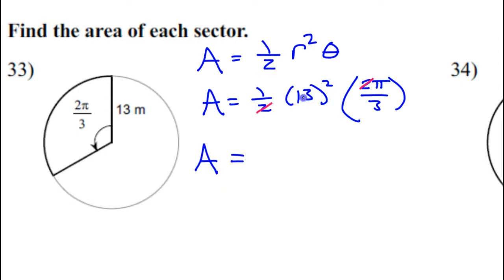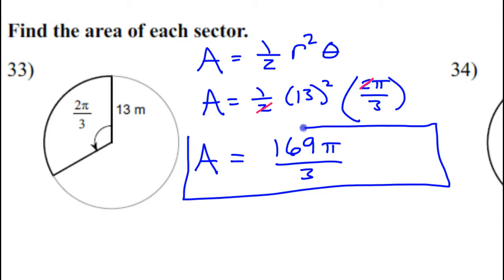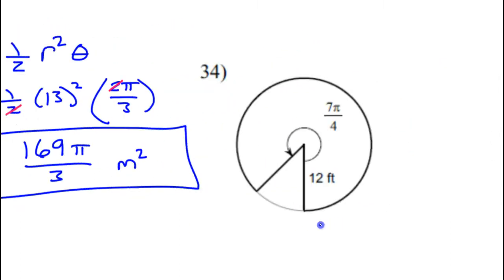Anyway, 13 squared, so that's going to be 169 pi over 3. Almost forgot the units again. This time this is area, so we're going to say meters squared. Alright, one more problem, and that's it.